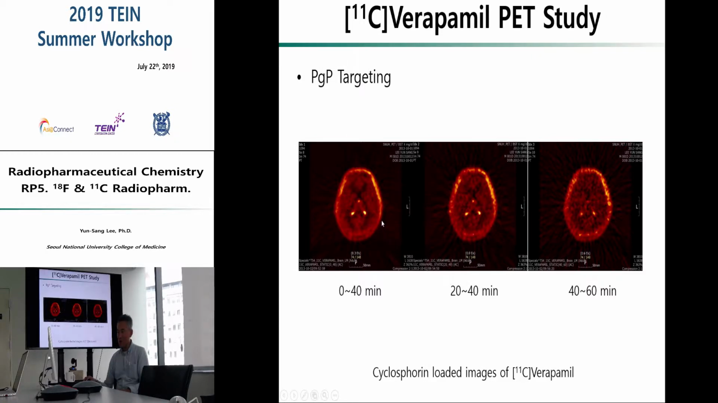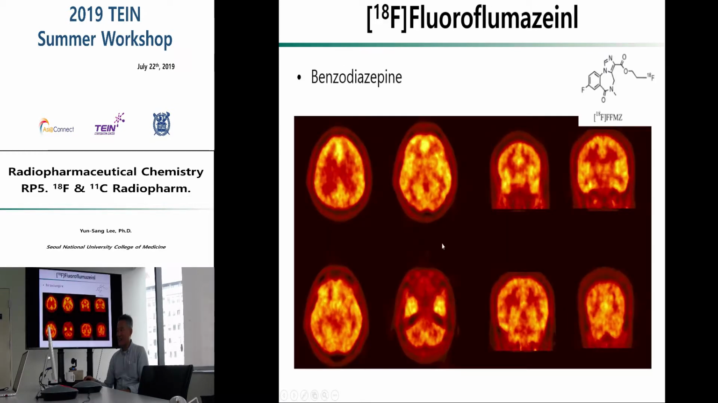This is also my brain. Benzodiazepine receptor imaging is related to epilepsy foci, so we can focus on those. We can make F18 labeled flumazenil here, and you can see the normal imaging.